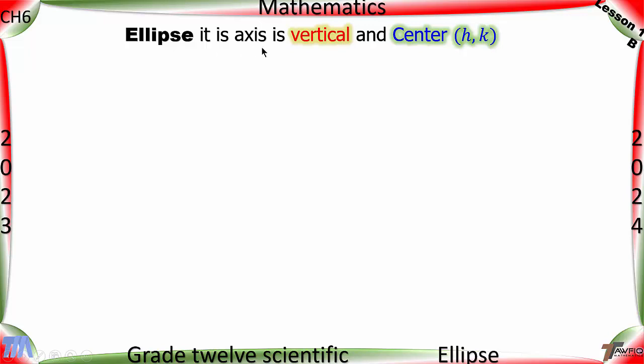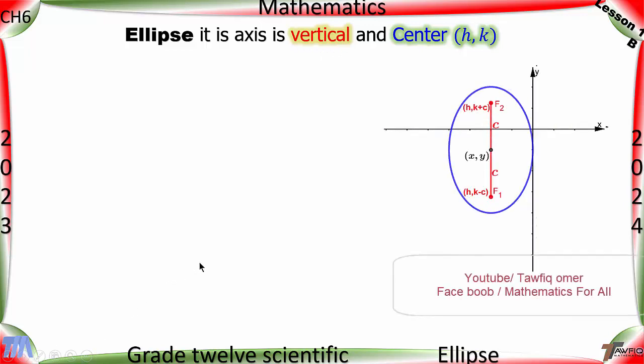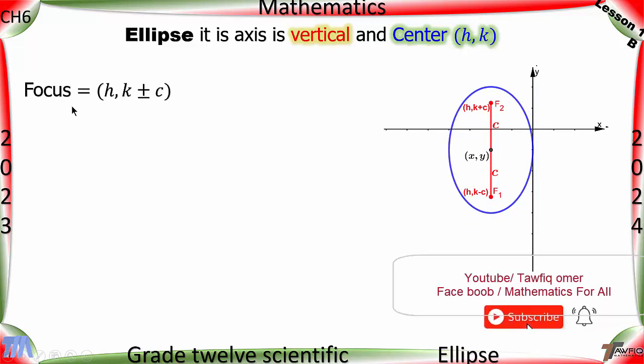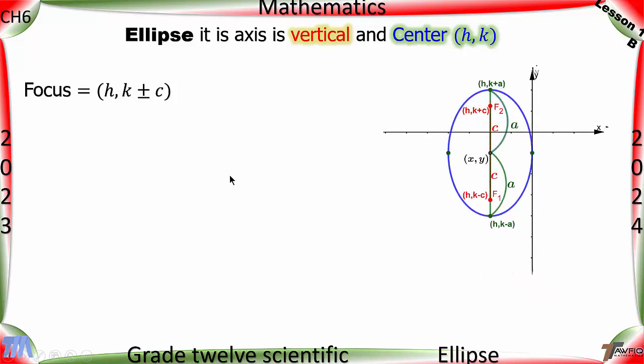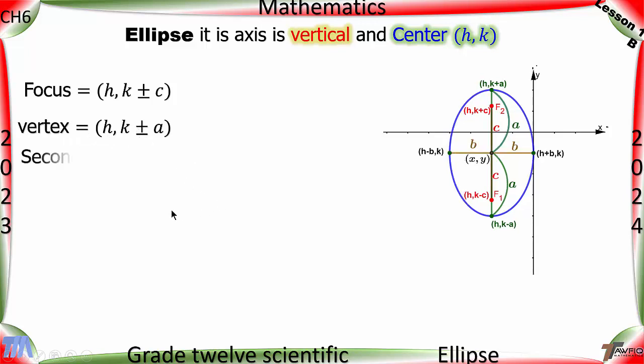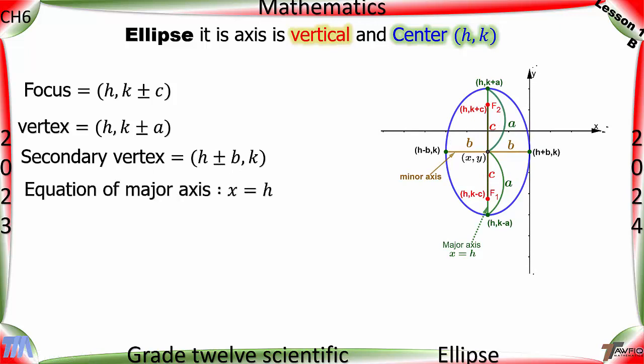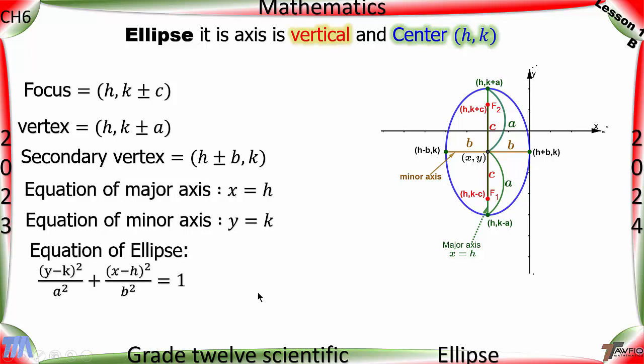If the ellipse's major axis is vertical and the center is (h, k), then the two foci are (h, k plus or minus c), the two vertices are (h, k plus or minus a), and the secondary vertices are (h plus or minus b, k). The equation of the major axis is x equals h, and the equation of the minor axis is y equals k. The equation of the ellipse is (y minus k) squared over a squared plus (x minus h) squared over b squared equals 1.